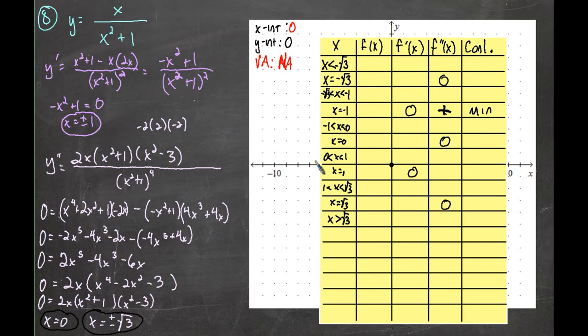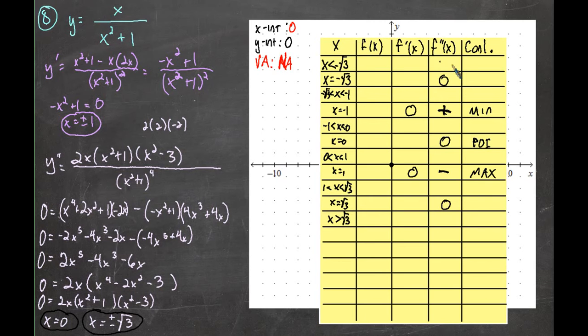Let's try with +1. Probably some sign changes in here. +1, so that's a +2, all the same. So now we have a -8, so that's a negative concavity. So this is a maximum. Okay. What's going on here? Oh, look at that. We switched from positive to negative, so this is a point of inflection. It is a point of inflection. I already said that.